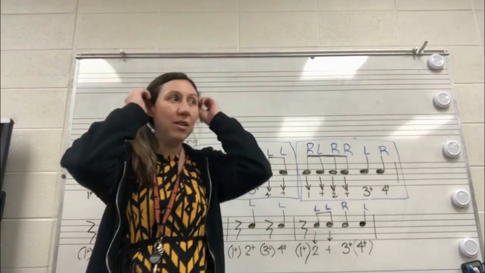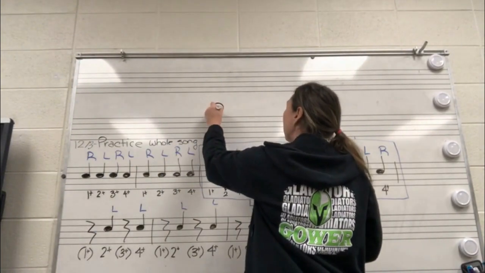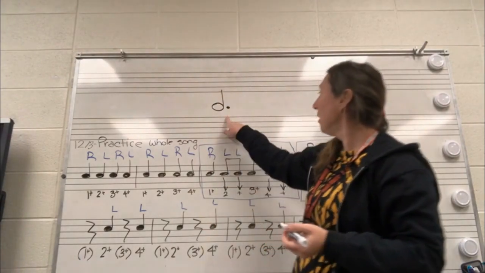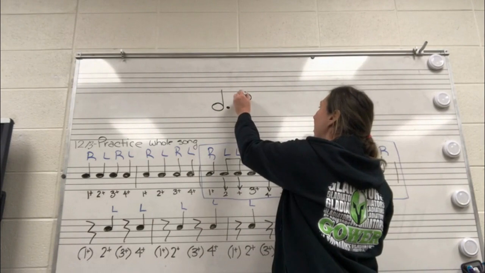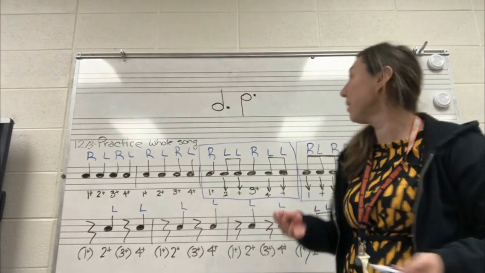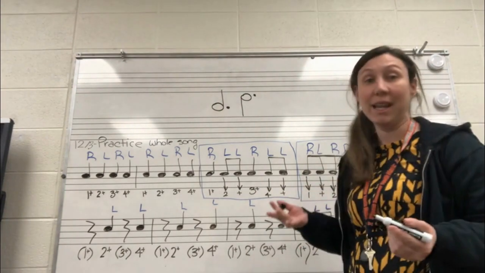Hey guys, we are going to talk about dotted half notes. You can see them written like this. You can also see them with the stem going down. These are two ways you can see your dotted half notes written. Now let's talk about what a dotted half note means. When we see it, how many beats does it get?